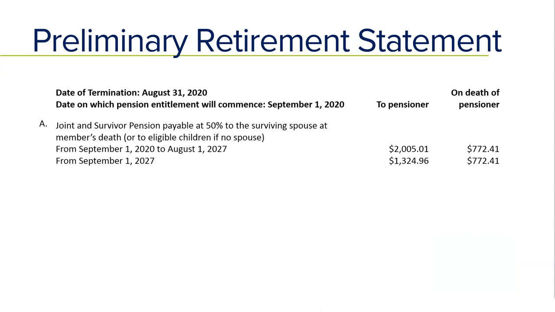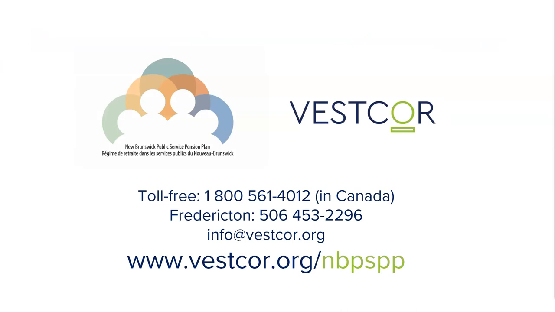On the left-hand side are the pensioner's amounts. So the top amount would be $2,005.01. That is the amount of pension up until age 65. At age 65, at that point, it would be decreased to $1,324.96. Now, if you were to predecease your spouse, in that case, we look at the right-hand side, and the right-hand side would be what your spouse would receive. So for this calculation, it would be $772.41.